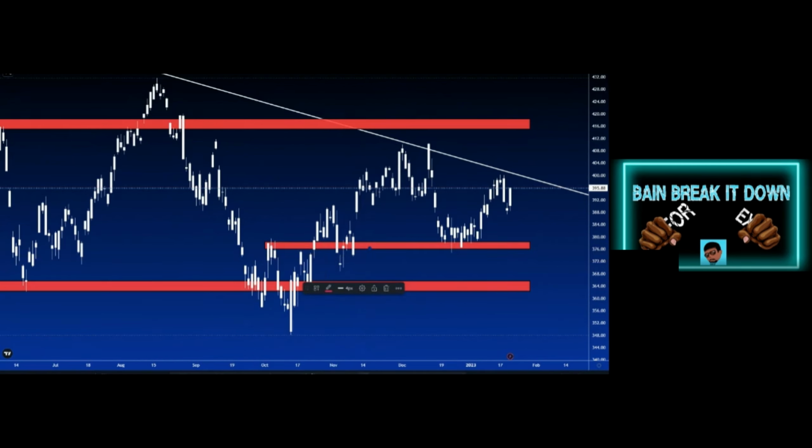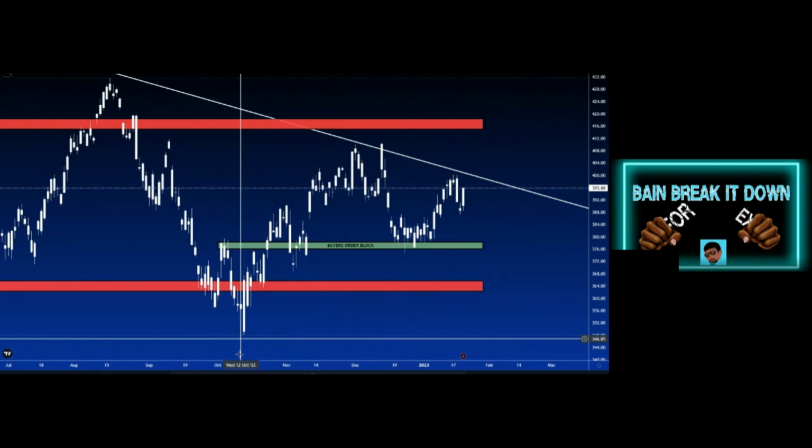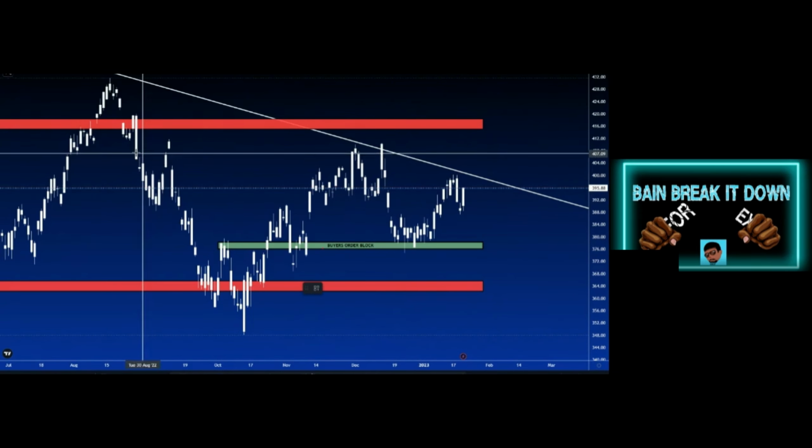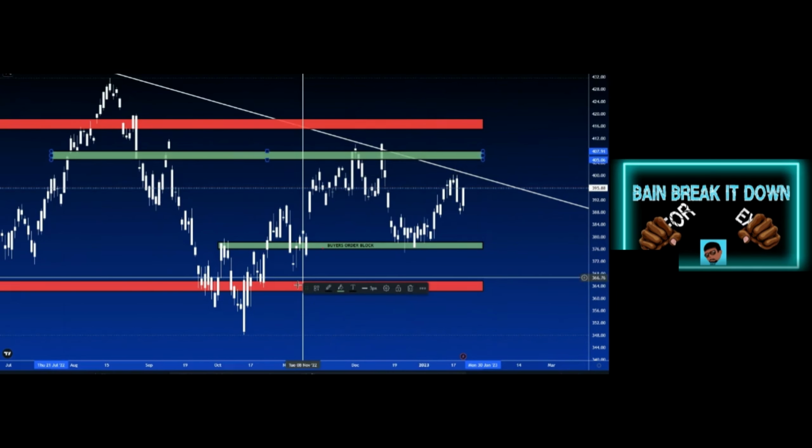But anyways, here we are, right? So let's go ahead and we'll make this an order block. It's not really an order block, so don't worry about the words on that. It's just support. All right. And now resistance. I see another little level of resistance right here.